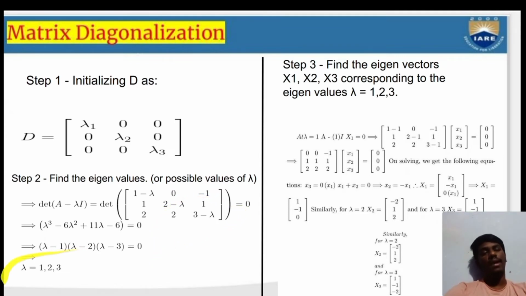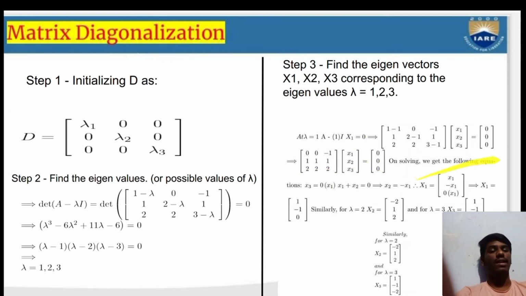As we got the eigenvalues, we should now find the eigenvectors to build a model matrix. By using these 1, 2, 3, I will find the eigenvectors here. Step 3: find the eigenvectors x1, x2, x3 corresponding to the eigenvalues lambda equal to 1, 2, 3. For lambda equal to 1, (A minus 1 into I) x1 is equal to 0. Here the matrix 1 minus 1, 0 minus 1, 1 2 minus 1, 1 2 2 3 minus 1 into x1, x2, x3 equal to 0, 0, 0. For the next step we will get 0 0 minus 1, 1 1 1, 2 2 2 into x1, x2, x3 equal to 0, 0, 0.